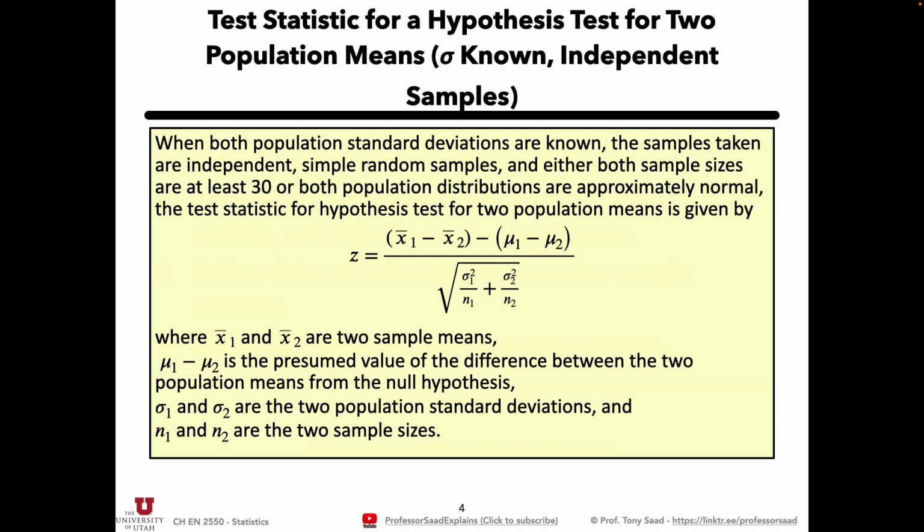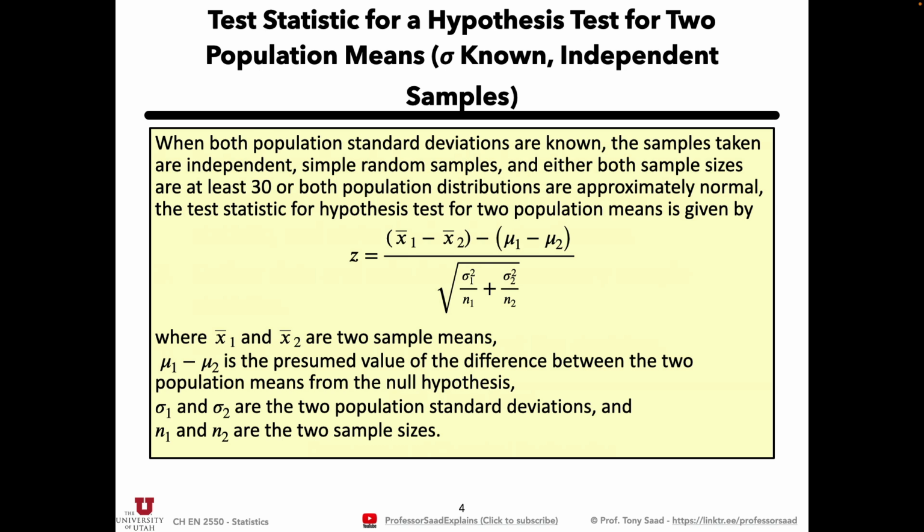Sigma 1 squared and sigma 2 squared are the variances of population 1 and population 2, and n1 and n2 are the sample sizes from population 1 and from population 2. And once you get this z statistic, you're done. You're only working now with a single distribution, which is the normal distribution.